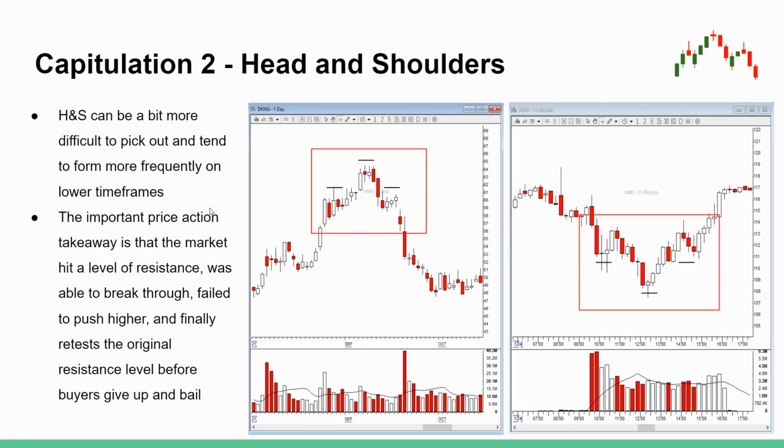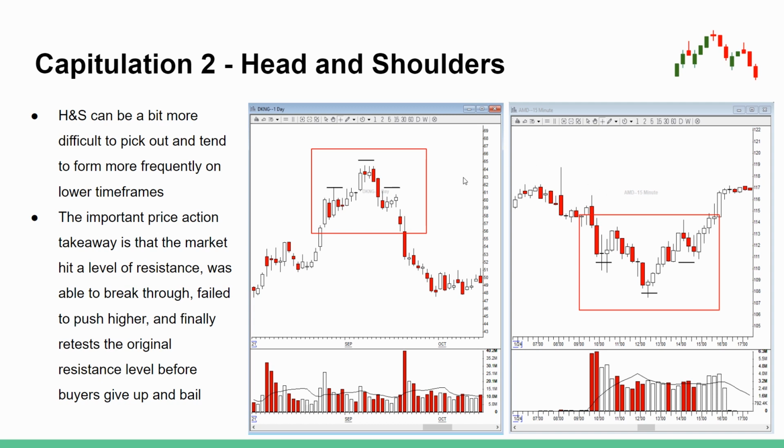The second pattern that we'll talk about for capitulation is the head and shoulders pattern. This can be a little bit trickier to pick out, in my opinion, than the double top pattern, but it does happen more commonly on lower time frames, which again is great for us intraday traders. But just to show you that it happens on kind of all different time frames, I've shown a daily chart here and on AMD a 15-minute chart.